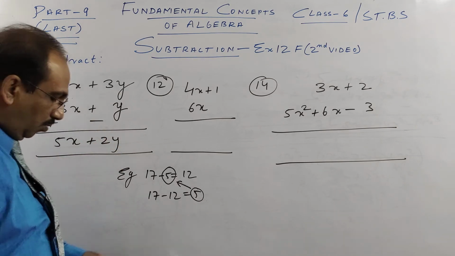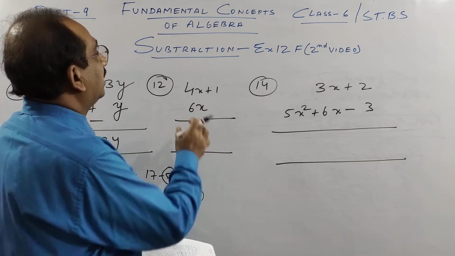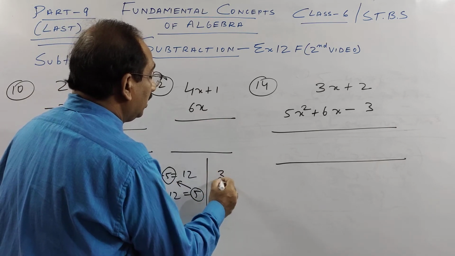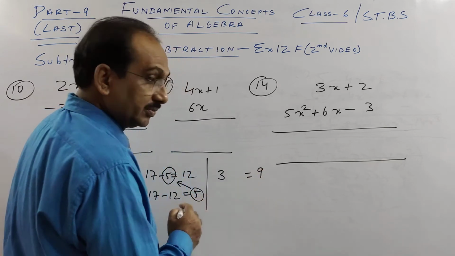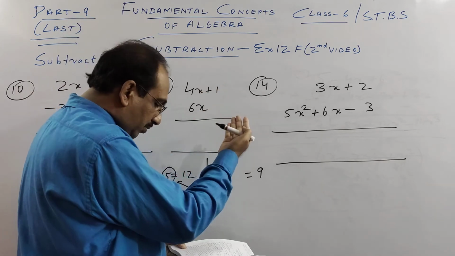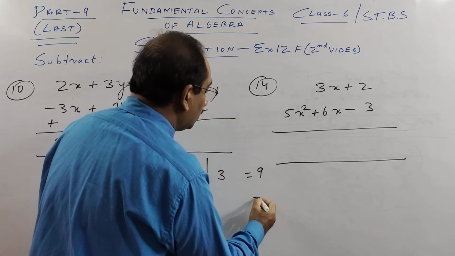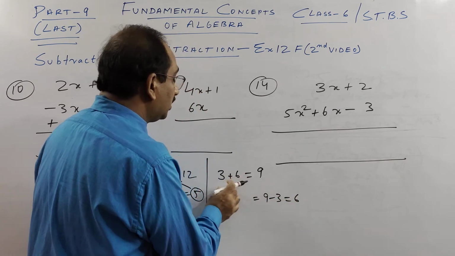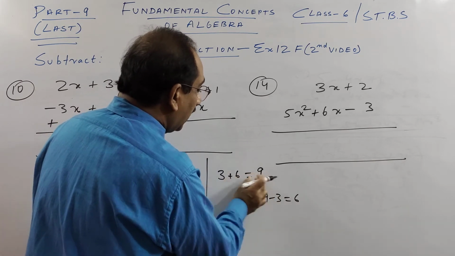Okay. Now number 12. What must be added to this to get this? So see another example here. What must be added to 3 to get, suppose, 9? What must be added to 6x to get this? So what must be added to 3 to get 9? So actually you will see what we do, children. It is 9 minus 3 is 6. So what must be added to 3 to get 9 is what you do? You do 9 minus 3.